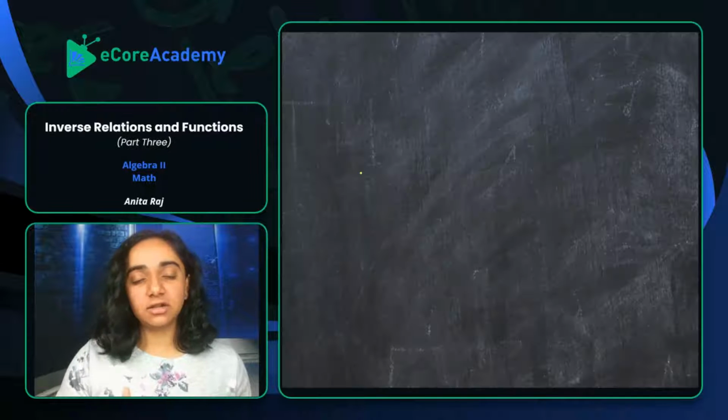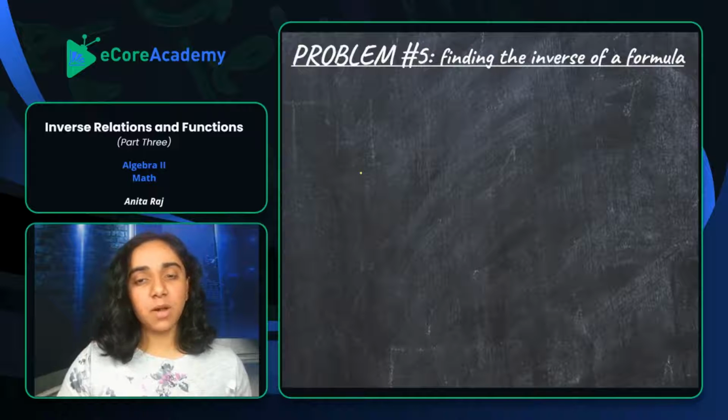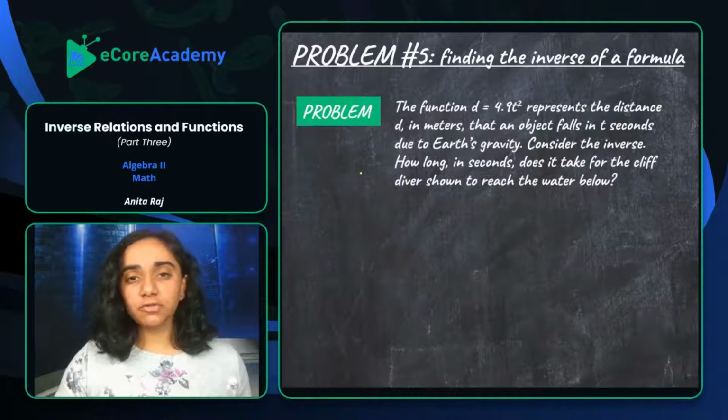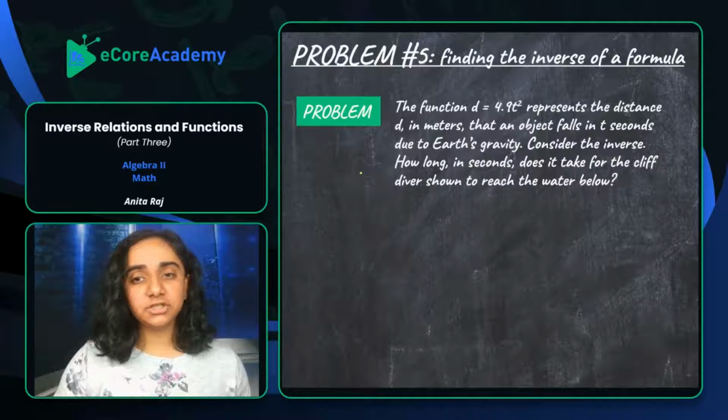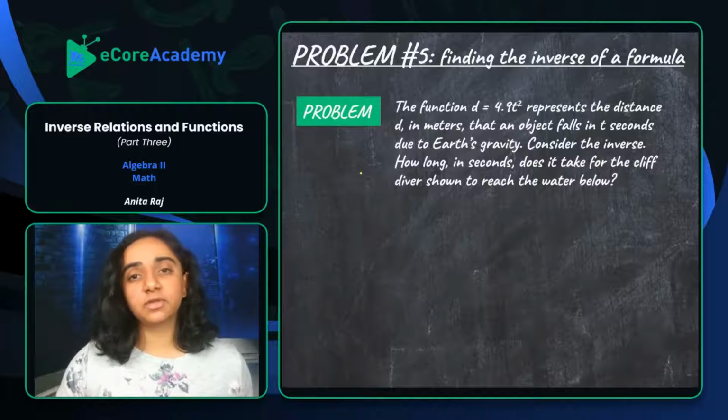Alright, so let's get right into the first problem, problem number 5. Just like I was telling you, the word problem about finding the inverse of a formula we've been given regarding a specific real-life situation. So here's the problem. So I'm just going to read the problem out to you. The function d equals 4.9 t squared represents the distance d in meters that an object falls in t seconds due to Earth's gravity. So the function d equals 4.9 t squared is the formula we're going to be working with.